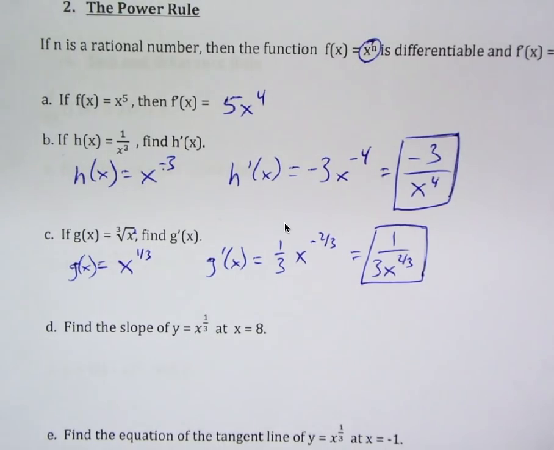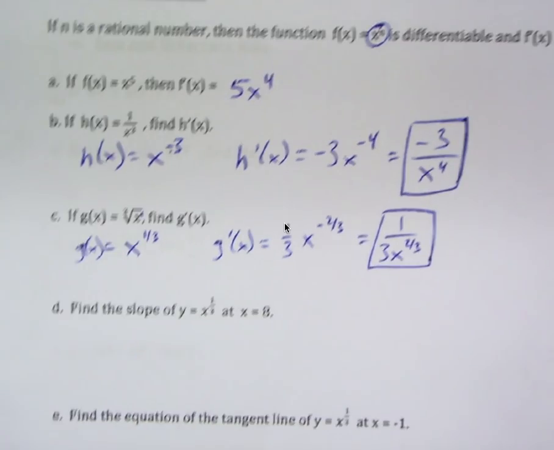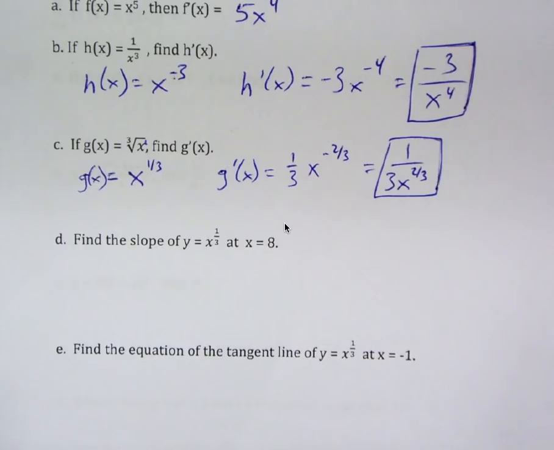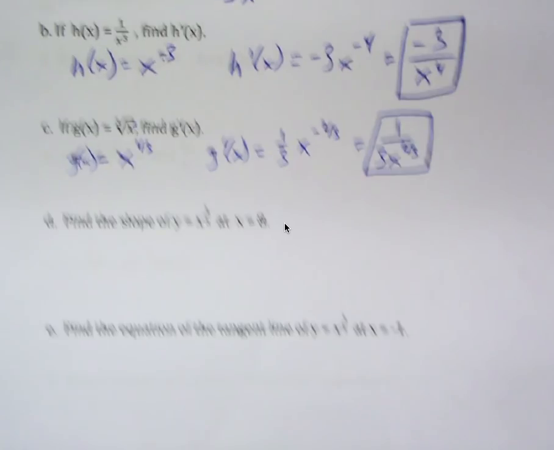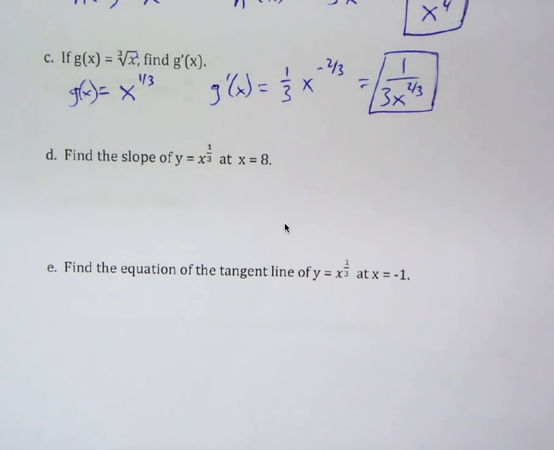D. Okay, so D doesn't just say find the derivative. It says find the slope of y equals x to the 1/3 at x equals 8. Anytime a question says find instantaneous rate of change, find the slope of the tangent line, find the instantaneous velocity, you have to find the derivative of the function and then evaluate the derivative at whatever the place is.